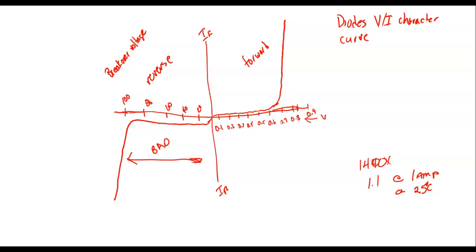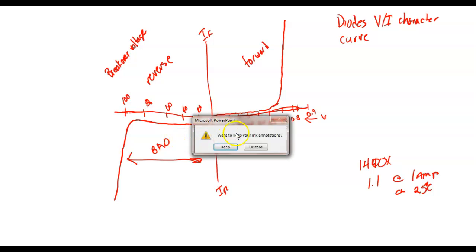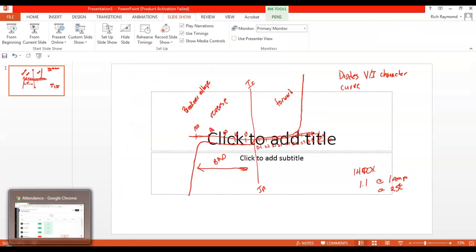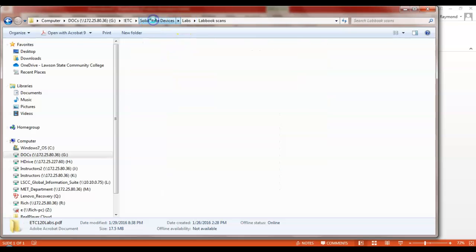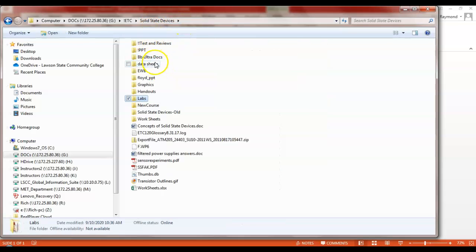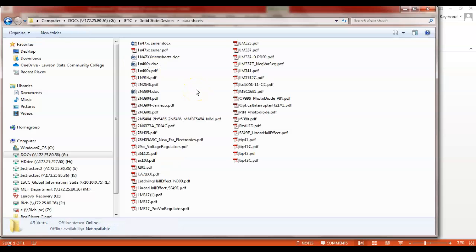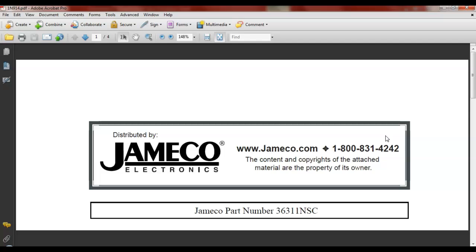So what we're going to do in this lab is develop a VI characteristic curve for a 1N914. Got your test? We have the data sheets available online, so I'm going to pull them up because it's a little faster than logging in. So the 1N914 is a little old tiny diode. This is a small signal diode. You're not supposed to use this, well, you can, as long as you don't exceed the characteristics.